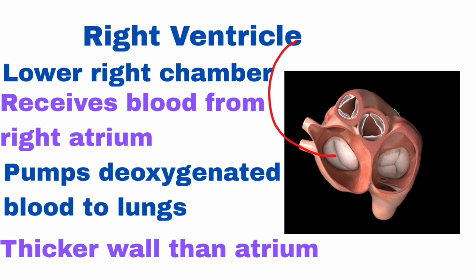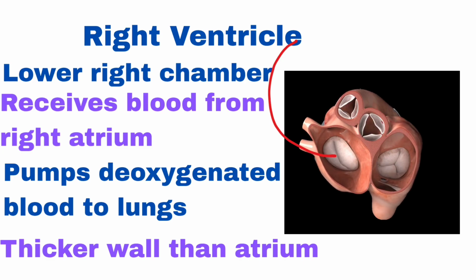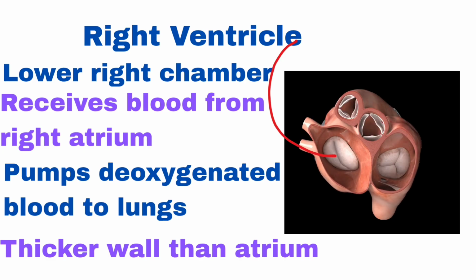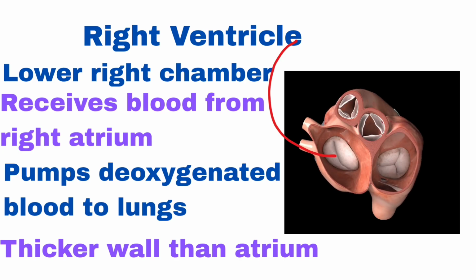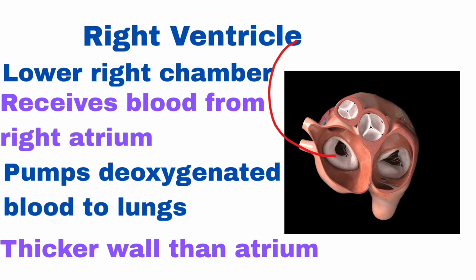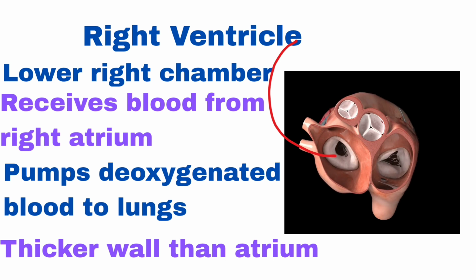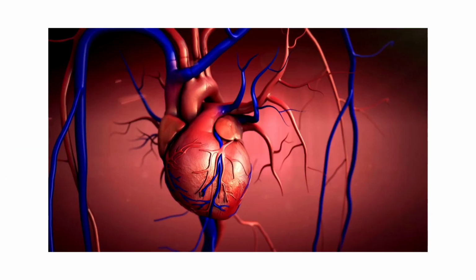The right ventricle is the lower chamber on the right side of the heart. It receives deoxygenated blood from the right atrium. And when the right ventricle contracts, it pumps the blood to the lungs for oxygenation. Its wall is thicker than the atrium's wall because it needs to pump blood with more force. So, which chamber pumps deoxygenated blood to the lungs? Right ventricle. Why is the wall of the right ventricle thicker than the atrium's wall? Because it has to pump blood with force to the lungs.